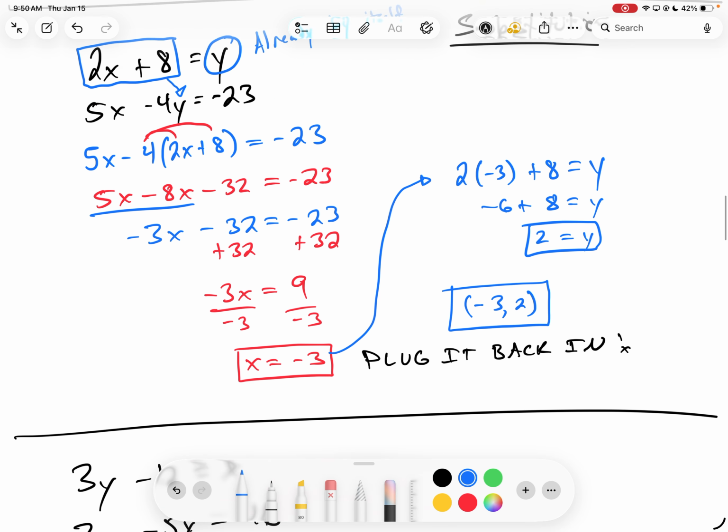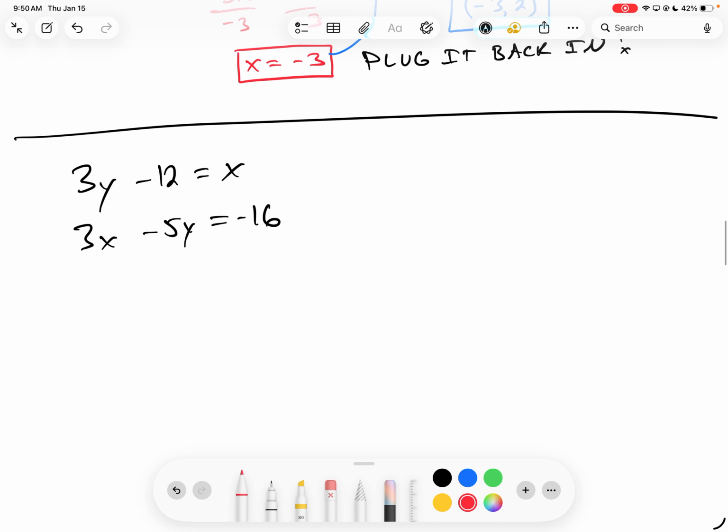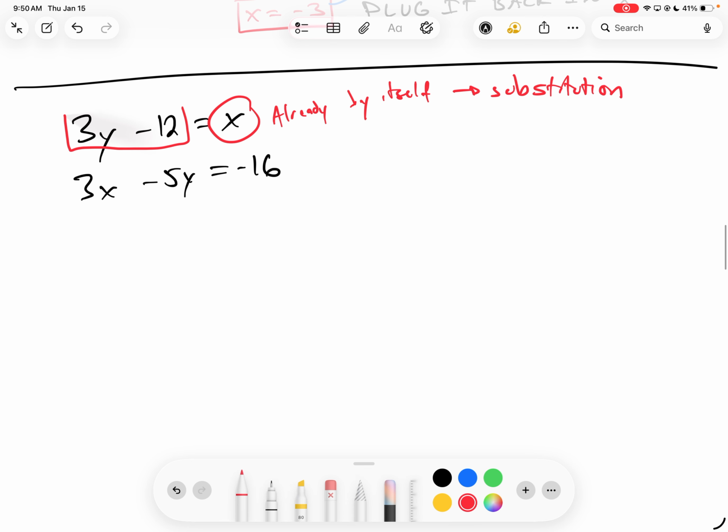All right, so substitution is easier when a variable is all by itself. I think we'll do that one more time, just to show you the difference here. But on this one, the x is already by itself. It means to use substitution. Okay. So since the x is already by itself, this time we're going to take what x is equal to and plug it into the x in the other equation.